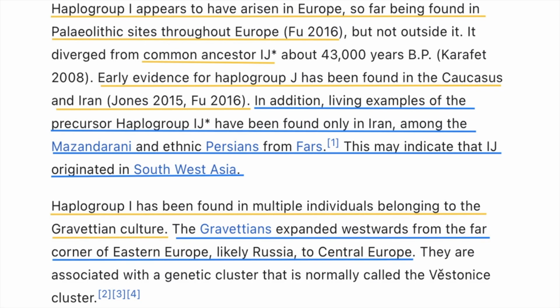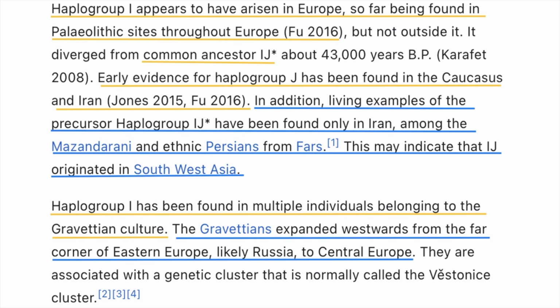Early evidence for haplogroup J has been found in the Caucasus and Iran. In addition, living samples of the predecessor haplogroup IJ have been found only in Iran among the Mazandarani and ethnic Persians from Fars. This may indicate that IJ originated in Southwest Asia.